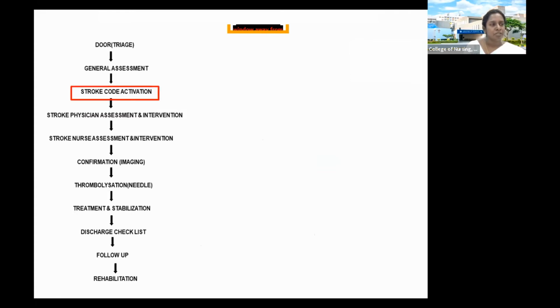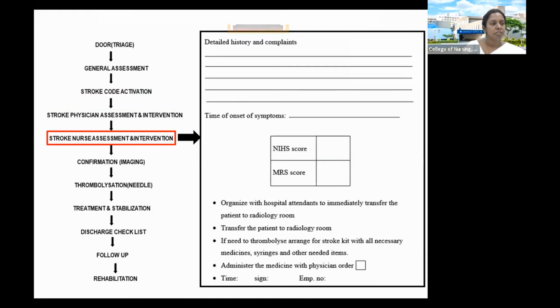Once the emergency staff is identified, and we have a stroke team in our hospital, once the stroke code is activated, the stroke physician comes and performs the assessment, and then the stroke nurse also is part of the stroke team. The stroke nurse performs this assessment. She takes a detailed history of the complaints, and she performs the NIHSS scoring and the MRS scoring.